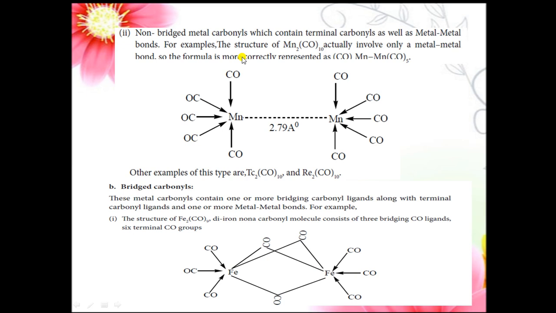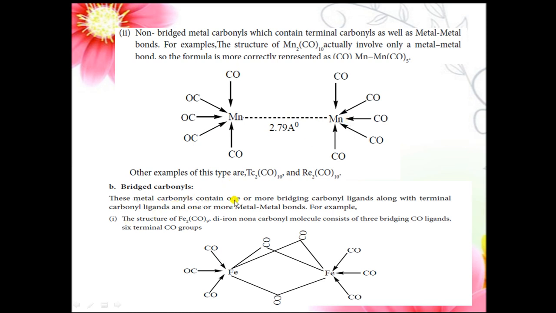The second one is the non-bridged metal carbonyl which contains the terminal carbonyl as well as a metal-metal bond. Here no bridging is there, but the metal-metal bond is there, and also the terminal carbonyl is attached with the metal. This is the example for the non-bridged metal carbonyl which contains the terminal carbonyl as well as the metal-metal bond.